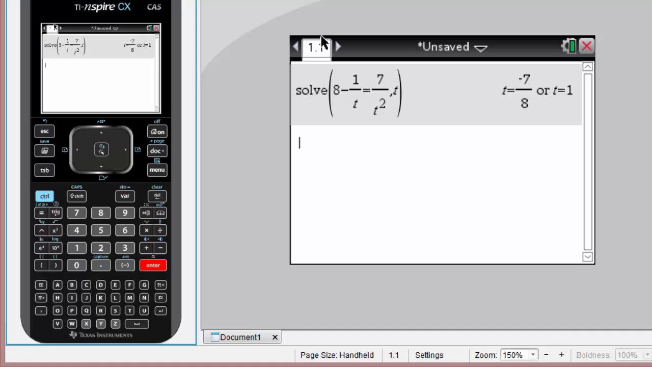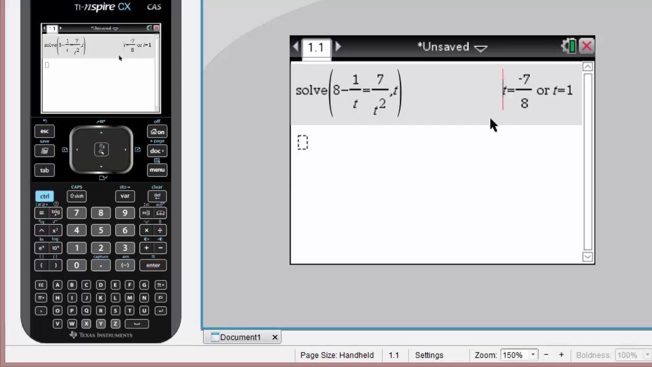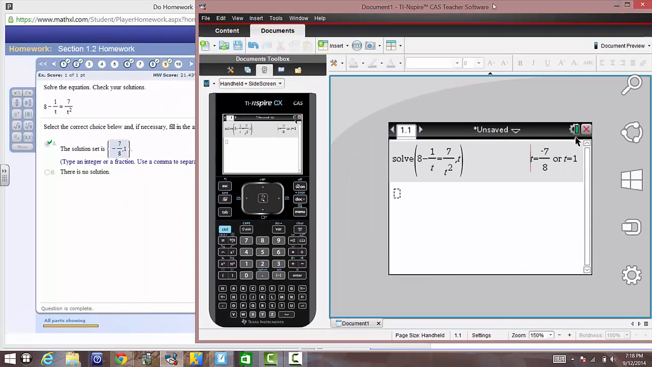Remember, I'm not testing your algebra skills. I'm assuming you know algebra, so we can leave some of the algebra to the TI Inspire or the TI 89. Okay, let's move on to the next problem.